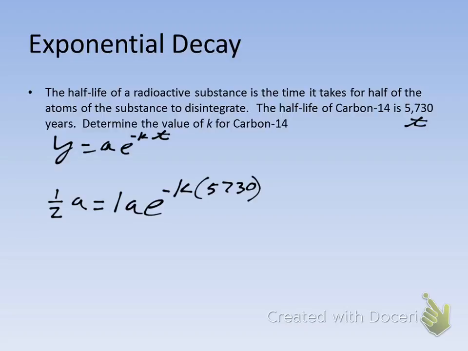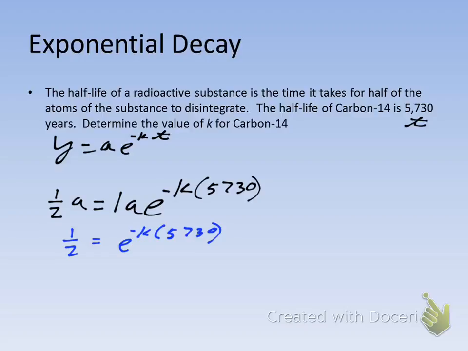Now, since you have A's on both sides of your equation, and this is the only time I've ever said this is okay to do, what can you do? You can cancel them out. Which leaves you 1/2 equals, now the 1 times the e becomes just e. Everybody good? e to the negative k times 5,730. Which now turns you into a problem from 7-7. You move up, yeah.